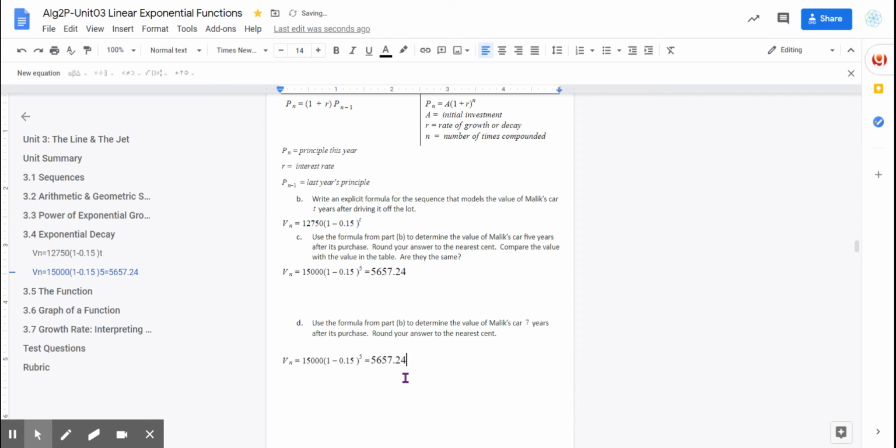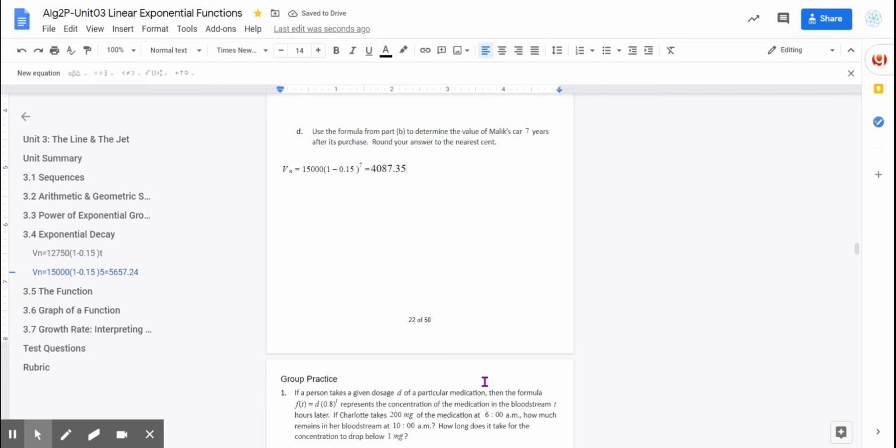So I can literally copy and paste, and then instead of typing in 5, we type in 7. Switch over to our calculator and type in the same 7, and our value is $4,087.35. What this does is it lets us calculate for any given year.